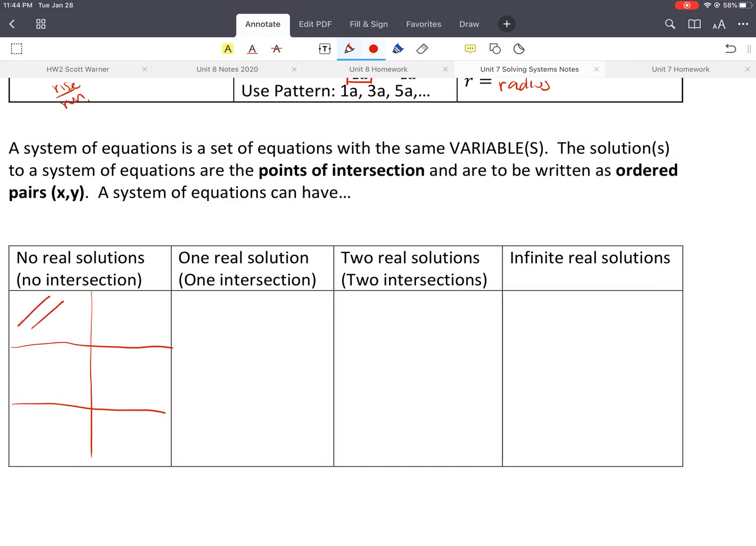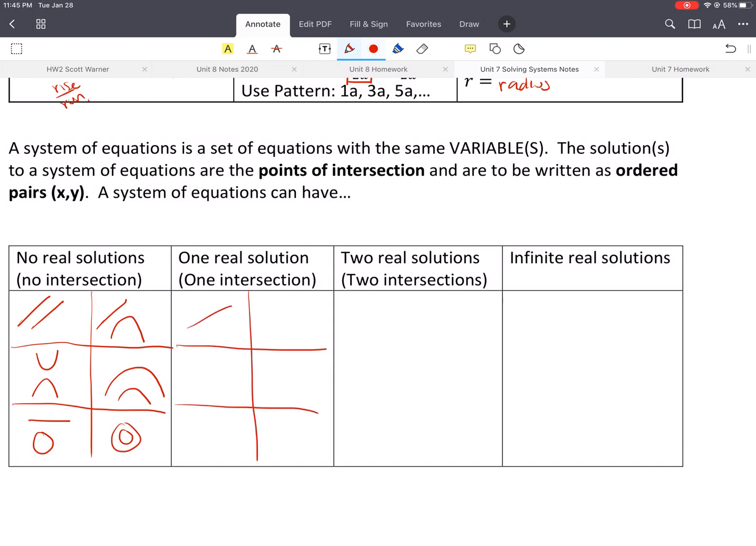They won't cross. We could do a quadratic, a parabola, and a line that doesn't cross the parabola. We could do two parabolas that just don't cross. It could be like that, or you could even have one that's inside, like this. Those wouldn't cross. You could have a circle and a line that doesn't cross, or a circle inside of a circle. Lots of choices where there would be no intersections, okay? So some of those on your homework you may graph and they won't cross, and you just say no real solutions, okay?